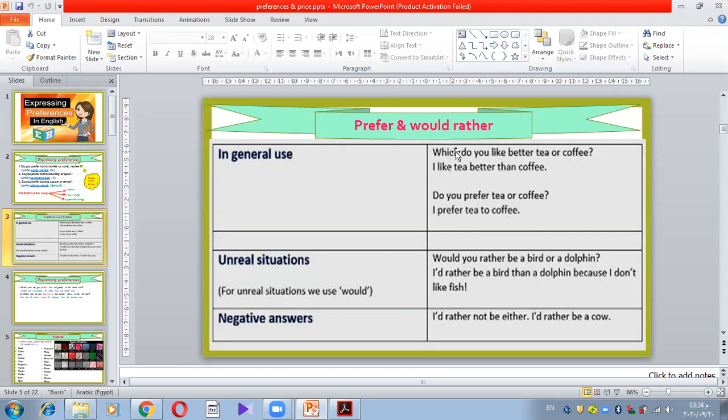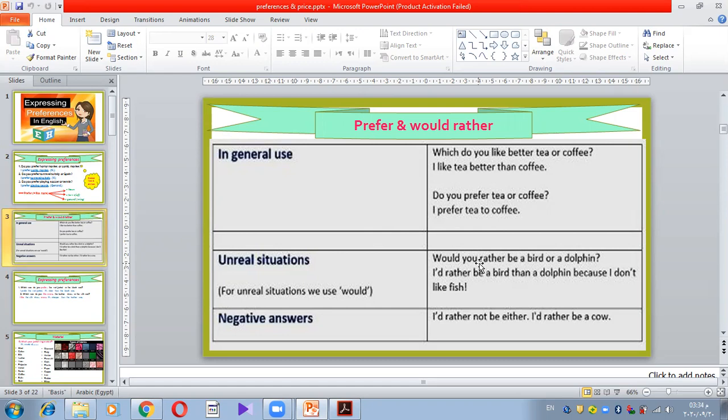So it's the same question using different words. Like what? Like prefer, like better, or like more. Okay, so what about would rather? When can you use it? Simply when you speak about unreal situations. Unreal situations, it's not true situations.